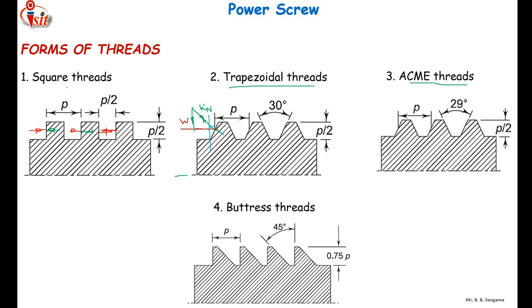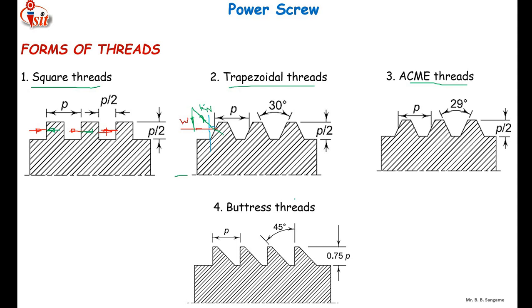So the wear of square threads will be less compared to trapezoidal and ACME threads, because of the thread profile. Bursting pressure will not be observed in square threads. So this is the advantage of square threads. Due to the bursting pressure or radial pressure, the wear will be more in case of trapezoidal, ACME and buttress threads.